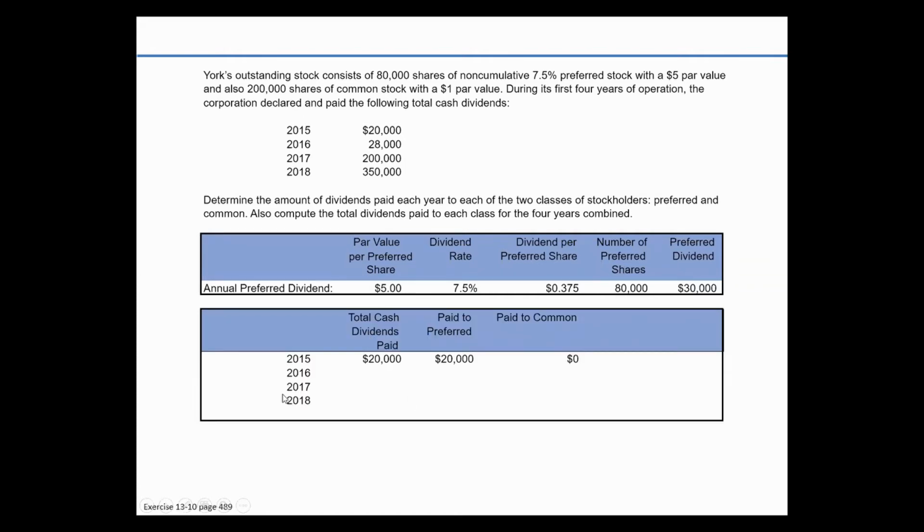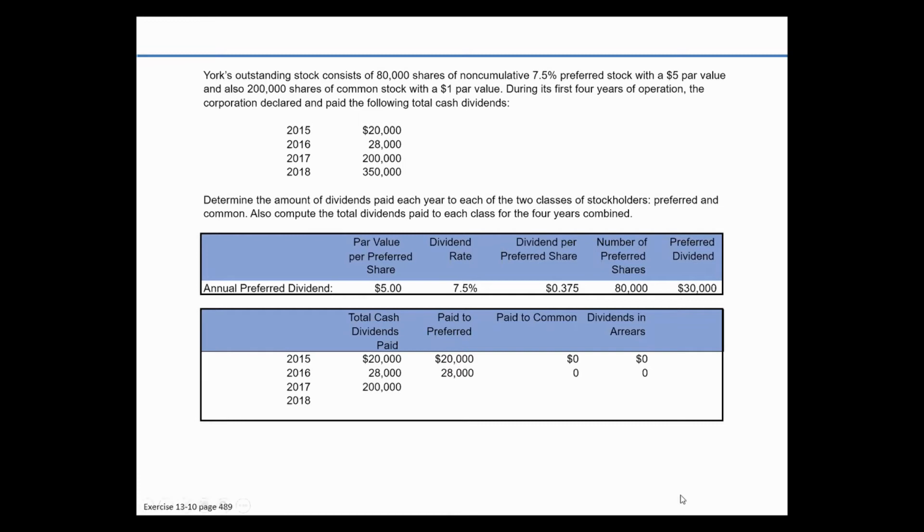And so we see here that in the first year, in 15, the preferred had a $20,000 cash dividend. Preferred get paid first, and so they should have gotten 30,000, but they didn't. They only got 20,000, and then they didn't have anything left over in order to pay common. In 16, they had 28,000 of dividends, and again, it's still not the 30, so that whole amount was paid to the preferred stockholders. The common stockholders didn't get any.